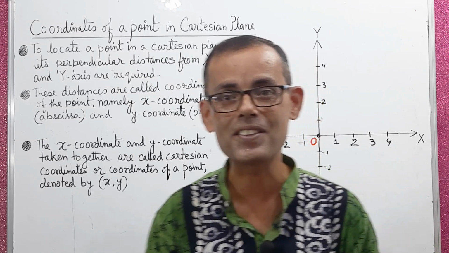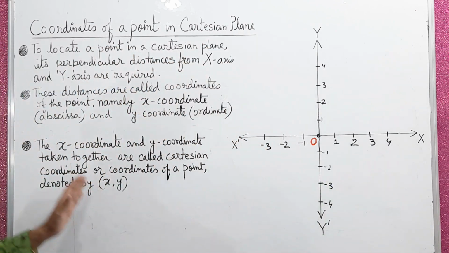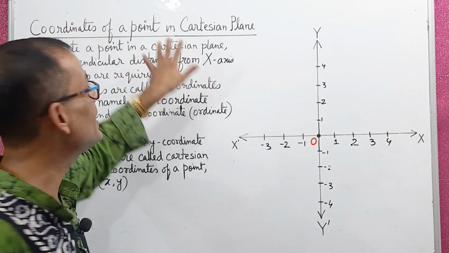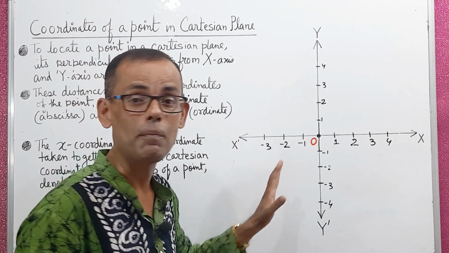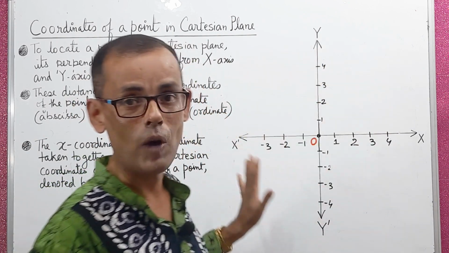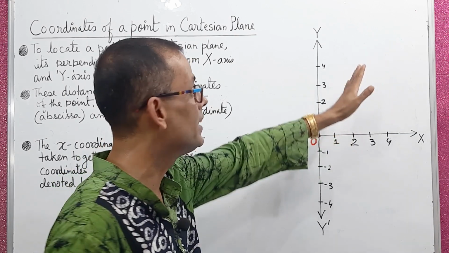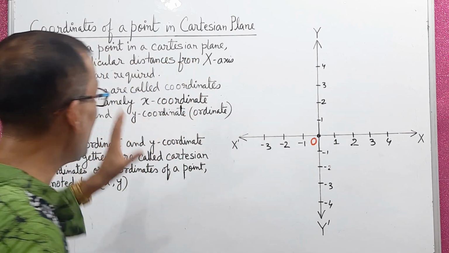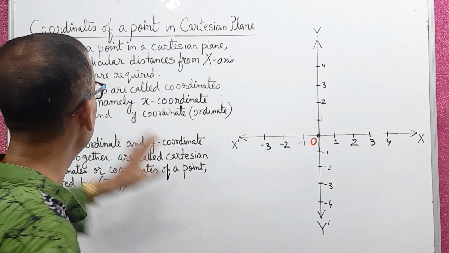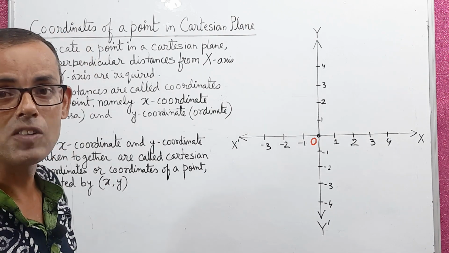Today we are going to understand one more new concept in this chapter. The new concept is coordinates of a point in the Cartesian plane. In our previous class we studied about the Cartesian plane or the XY plane, where we have divided the plane into 4 quadrants and 2 axes are there. Now in this Cartesian plane, we are going to understand how to find out the coordinates of a point.